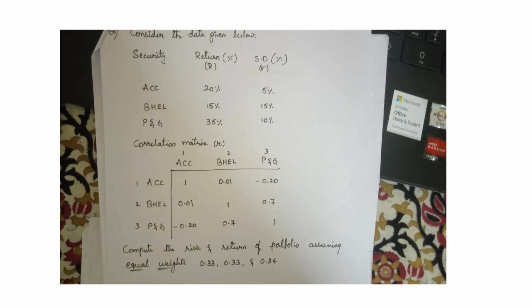Then the question is, compute the risk and return of the portfolio assuming equal weights. So the weights to be considered should be 0.33, 0.33 and 0.34, that is equal distribution of weights. So we'll see how to calculate it.